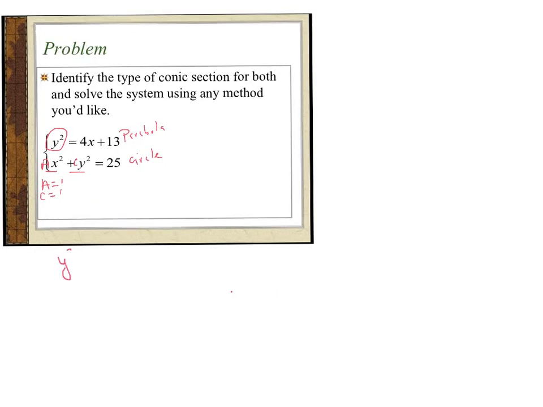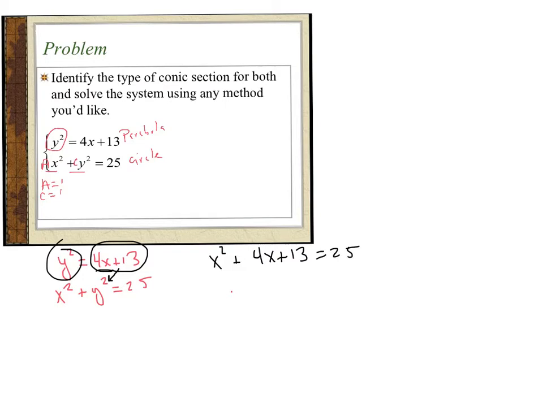So I got y squared is equal to 4x plus 13. And hopefully you're already thinking, I'm going to go ahead and just substitute these guys, right? I got a y squared is equal to this. So I can just plug that in right there. And so that gives me x squared plus 4x plus 13 is equal to 25. And I have a quadratic that I can factor.